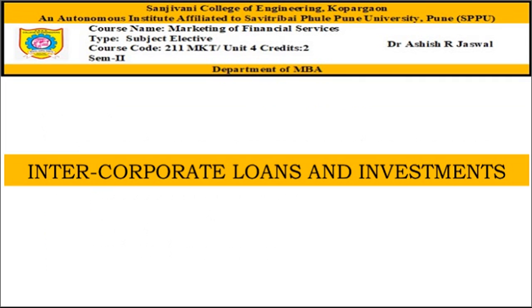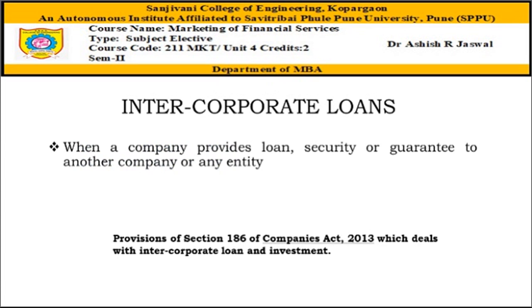Now let us try to understand a very small concept related to financial services, called intercorporate loans and investments. Let us try to understand the first. Intercorporate loan, as the word inter suggests, means loans which are provided by one company to another company. When a company provides a loan, security or guarantee to another company or any entity, it is called an intercorporate loan. It is as per the provisions of Section 186 of the Companies Act, which deals with intercorporate loans and investments.